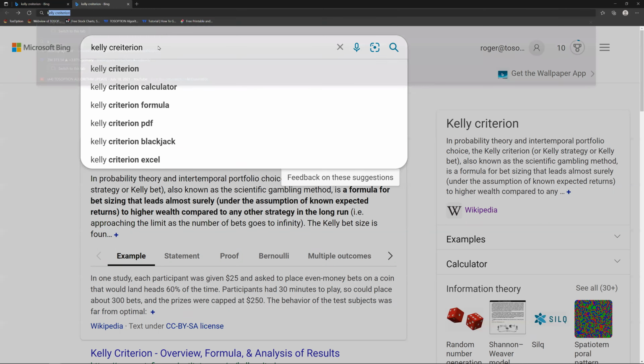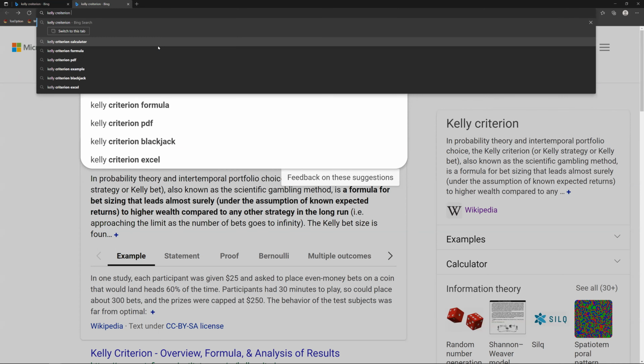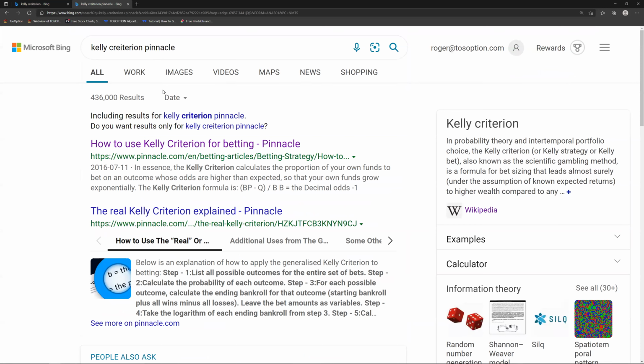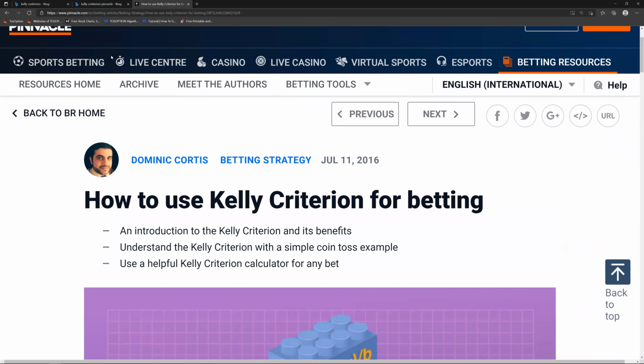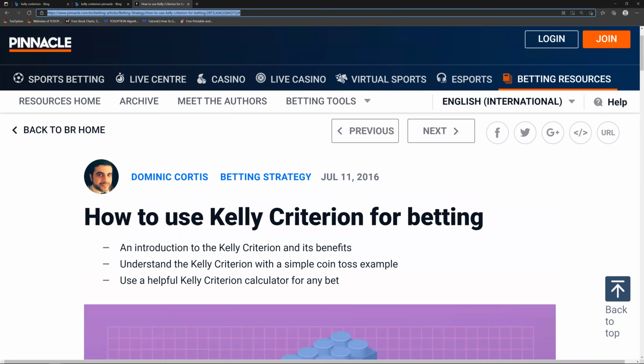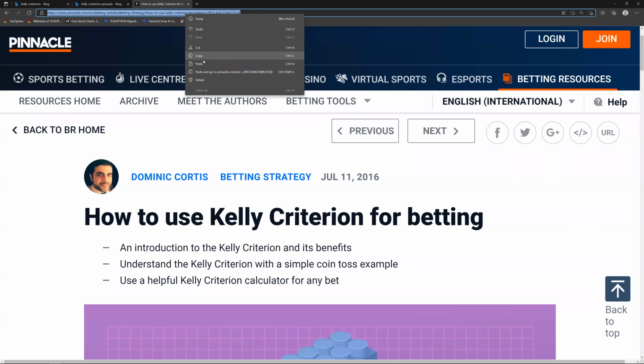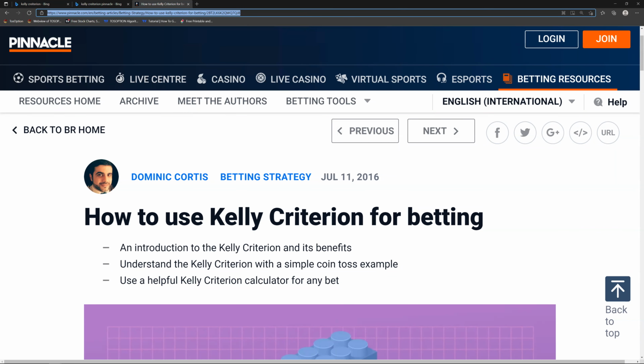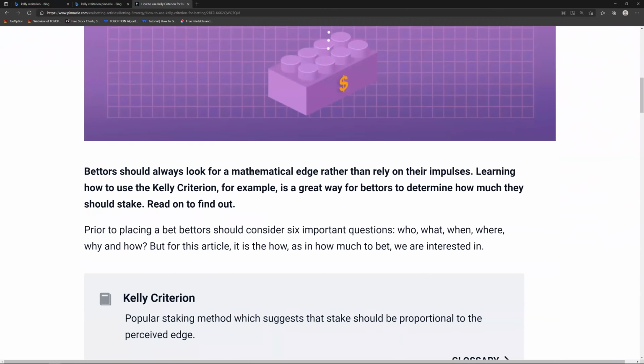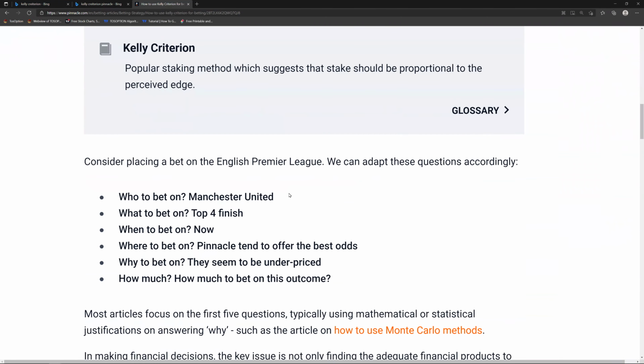So when we go to the Kelly Criterion website, there's a website from Pinnacle. Pinnacle is a sports betting website. You can get this link here. I'll post it for you guys to look at. Let's copy that link here. And this author has provided a nice description of what Kelly Criterion is.